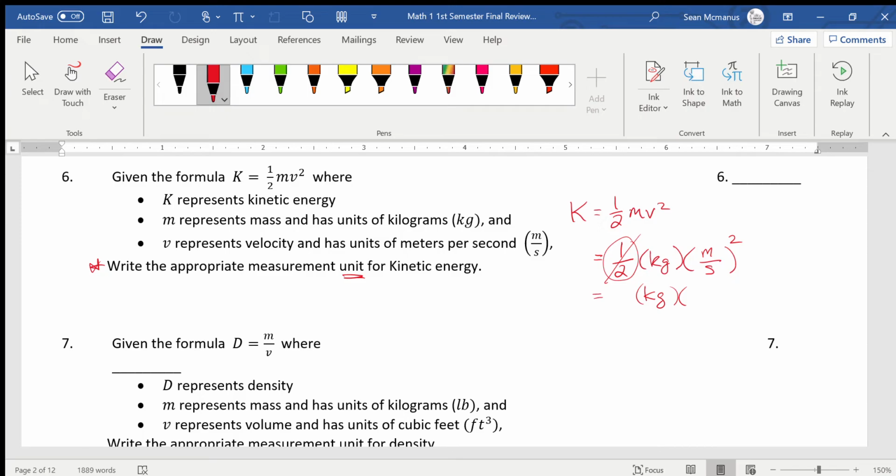Remember our exponent rules, right? If I have something inside raised to a power, it's going to go with both. So I'm going to end up with meters squared, seconds squared. So my units for kinetic energy are kilogram meters squared per second squared. And you'll learn later on that there's actually another unit that makes this simpler. We can call that something else. But right now we'll just call it kilogram meters squared per second squared.